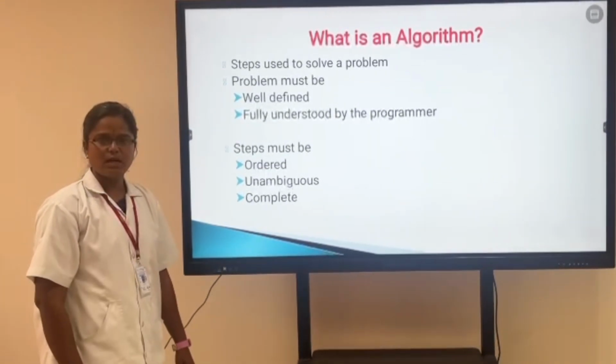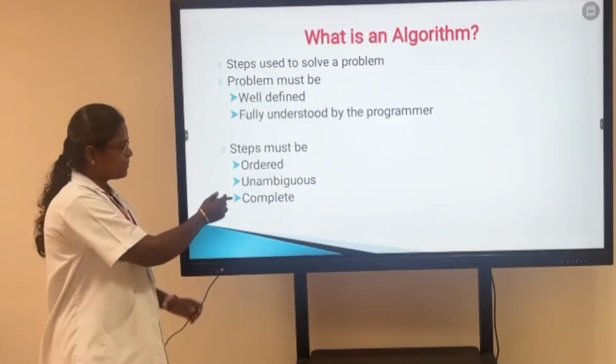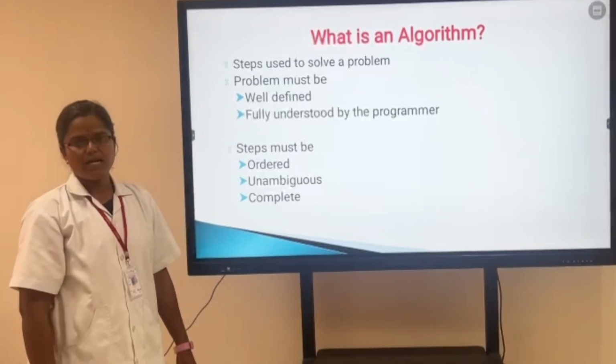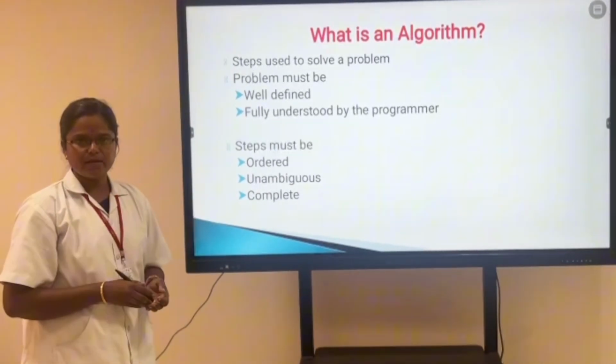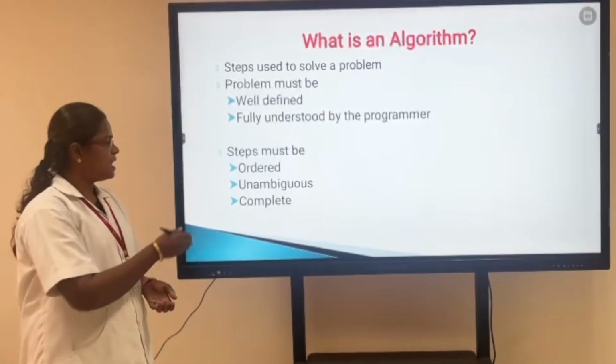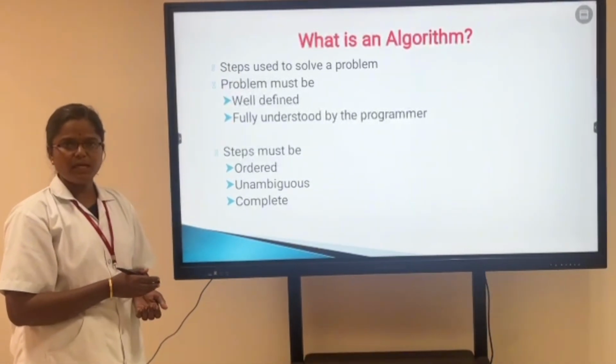The steps in the algorithm must be ordered, unambiguous, and it must be complete. Unambiguous means the steps must be clear. We have to write the algorithm in a clear way. It must have a finite number of steps, and it must be unambiguous and complete.